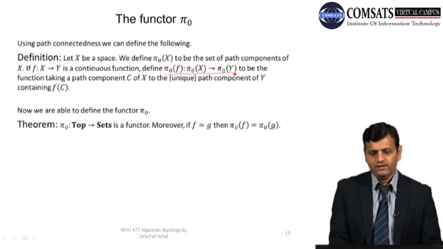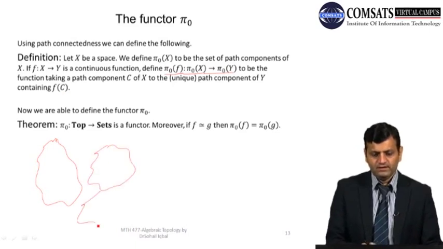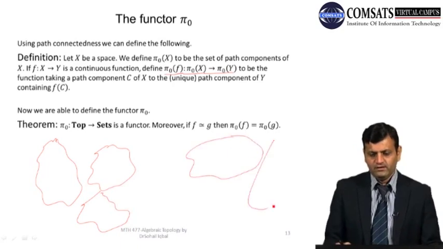If f is a continuous function, then we define the image pi naught of f from pi naught of X to pi naught of Y to be the function taking a path component C of X to the unique path component of Y containing f of C. So let's say we have this space X, let's say it has 3 path components, and we have some space Y, again having 3 path components.